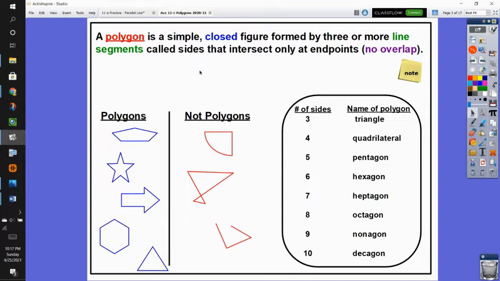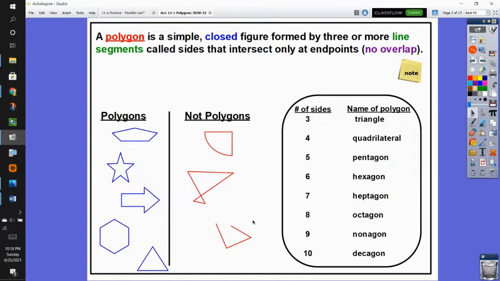So, closed figure, all the sides are straight, no intersections, no overlapping lines. So these figures in blue are all polygons, all straight lines. They're enclosed and no overlapping lines. These are not polygons. This one has a curve, making it not a polygon. This one has an overlapping line, right? An intersection like that, not a polygon. And this one is not closed.